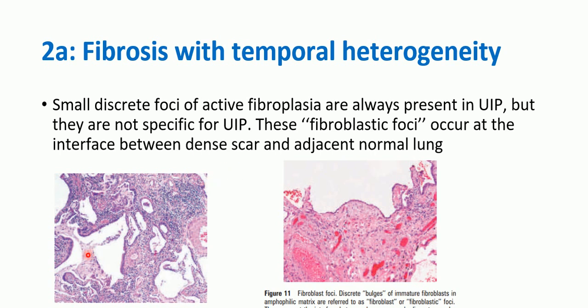And honeycombing. These are the small cysts which are lined by columnar epithelium and show neutrophils and mucus. This is especially an early feature of these UIP cases. Then there are fibroblastic foci, in which there are immature fibroblasts, and they appear to be just adjacent to normal lung parenchyma. So they are the interface between the dense scar and the adjacent normal lung, and these are seen commonly in UIP cases.